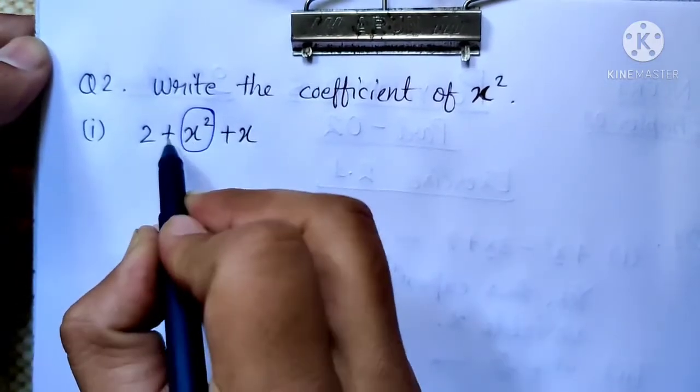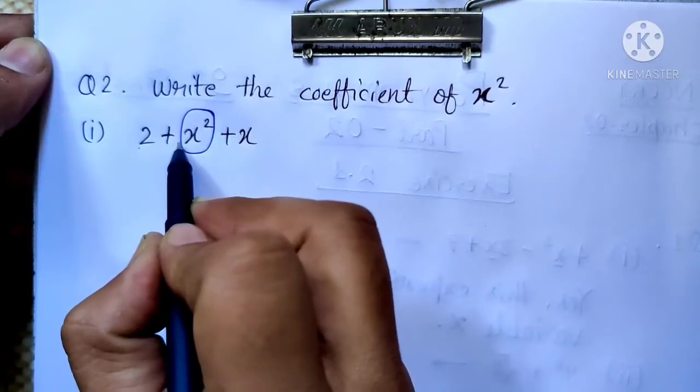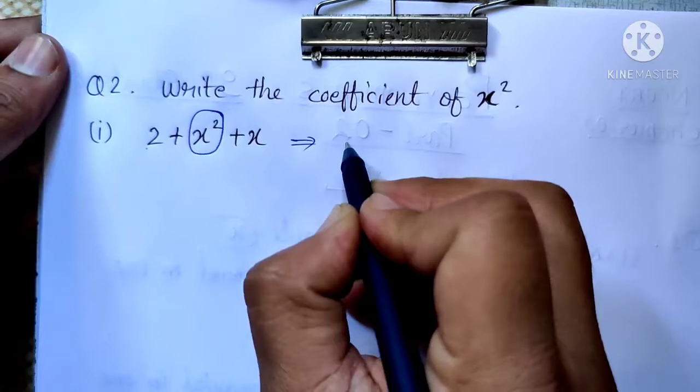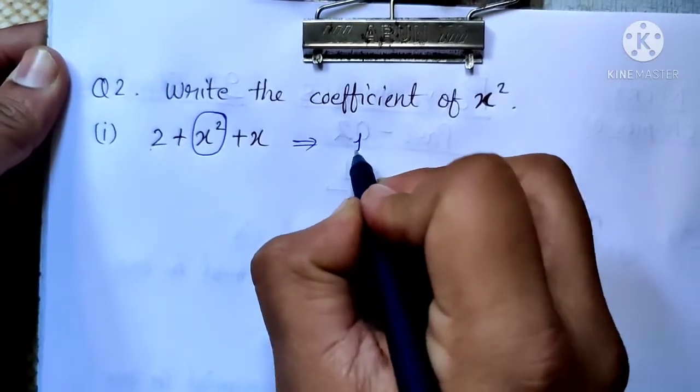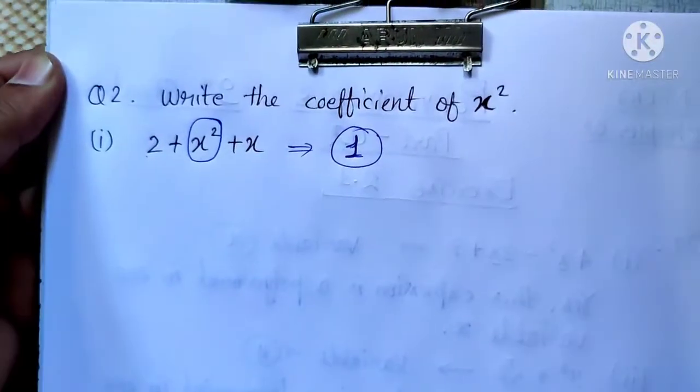What is written before x square? Nothing is there. See, there are 3 terms, and before x square is anything written? No, nothing is written. So when nothing is there, what is the coefficient of x square here? 1. Let's do the other part.